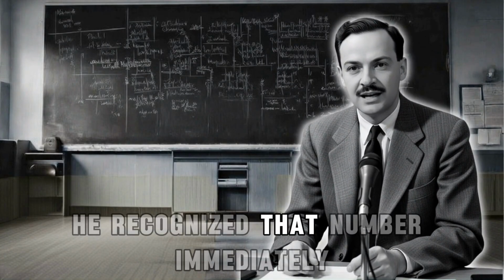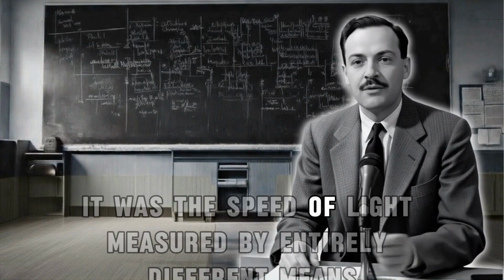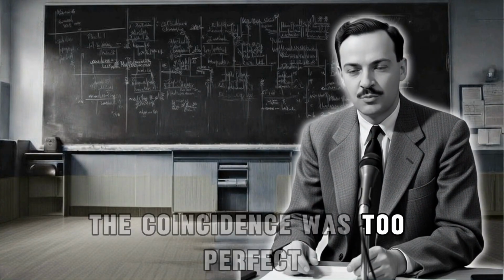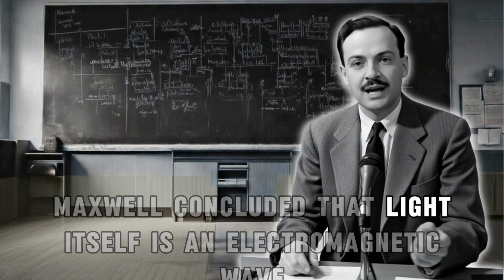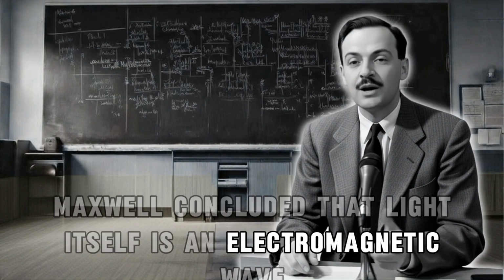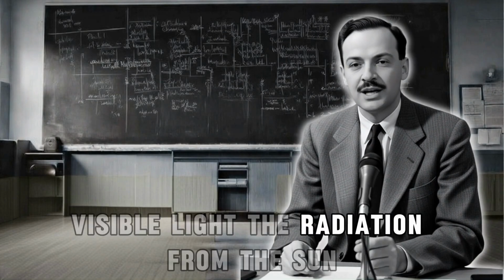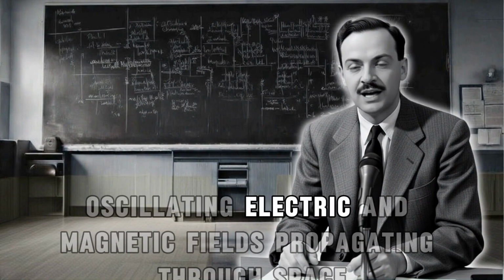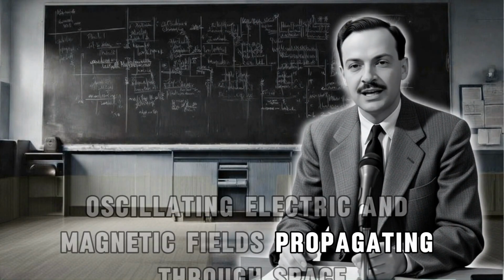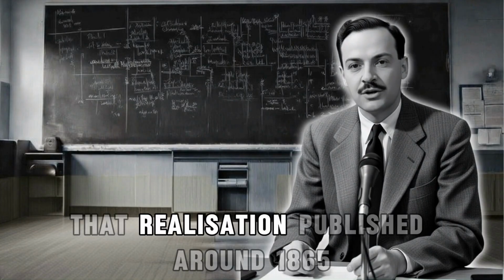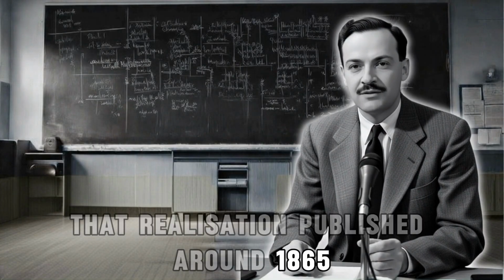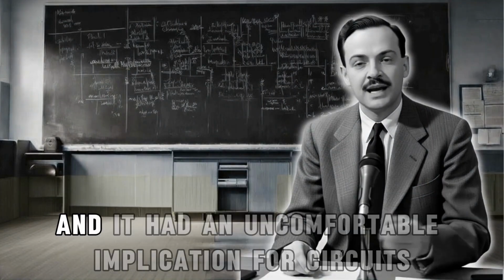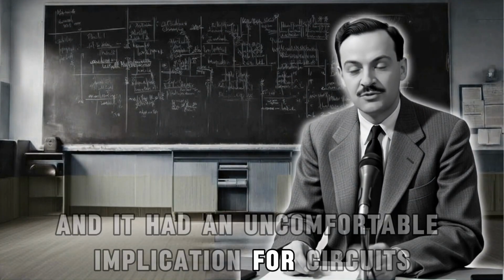He recognized that number immediately. It was the speed of light, measured by entirely different means. The coincidence was too perfect. Maxwell concluded that light itself is an electromagnetic wave, visible light, the radiation from the sun, the stuff our eyes detect, oscillating electric and magnetic fields propagating through space. That realization, published around 1865, unified optics with electromagnetism in a single stroke. And it had an uncomfortable implication for circuits.